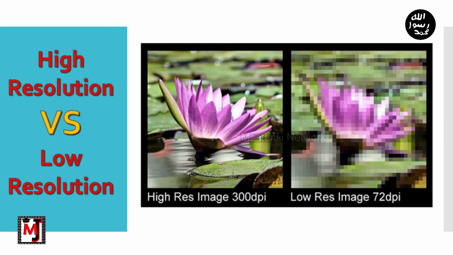Websites display images at 72 DPI, which is low resolution. However, images at this resolution look really crisp on the web. This is not the case for print. Best practices for printing an image will require it to be no less than 300 DPI.